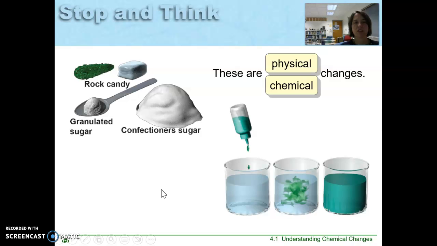You need to make some predictions. So we've got rock candy, granulated sugar, and confectionery sugar. And turning from one to the other, is that a physical or a chemical change? And then adding food coloring and having it diffuse throughout the solution, is that a physical or chemical change? If you said physical, you are correct.